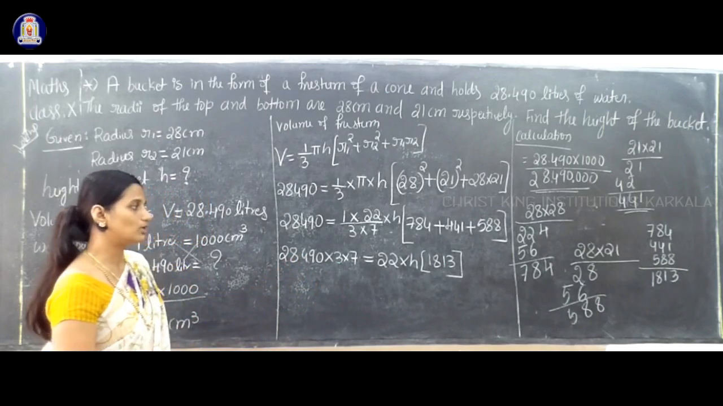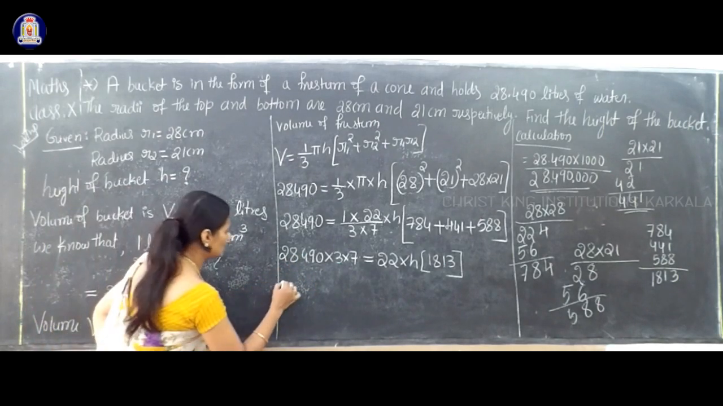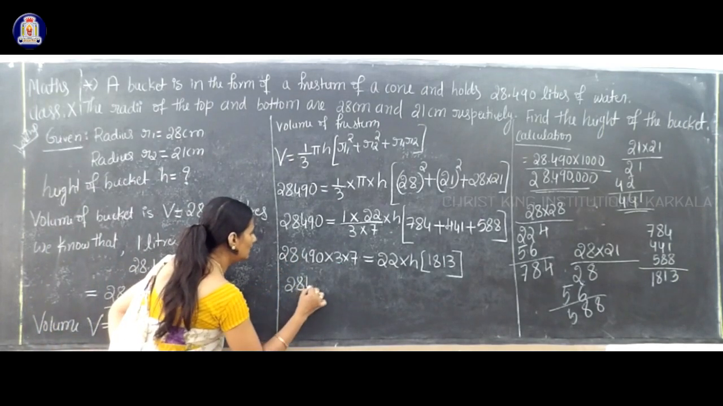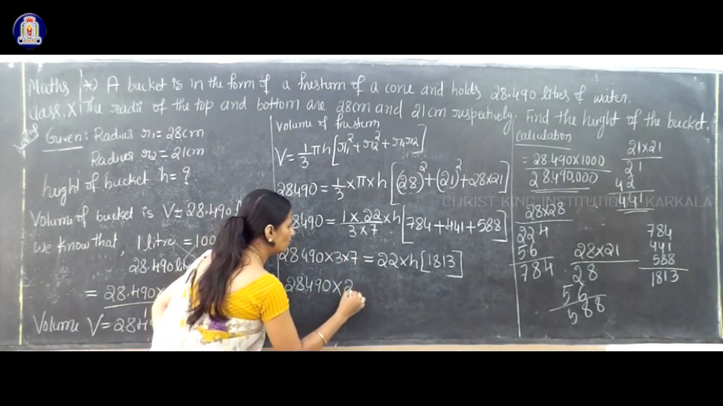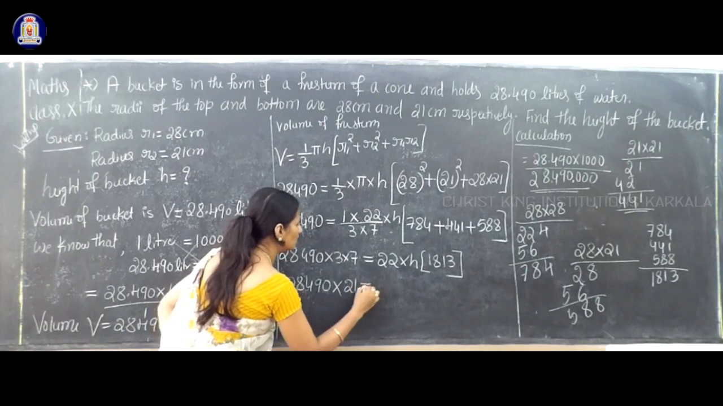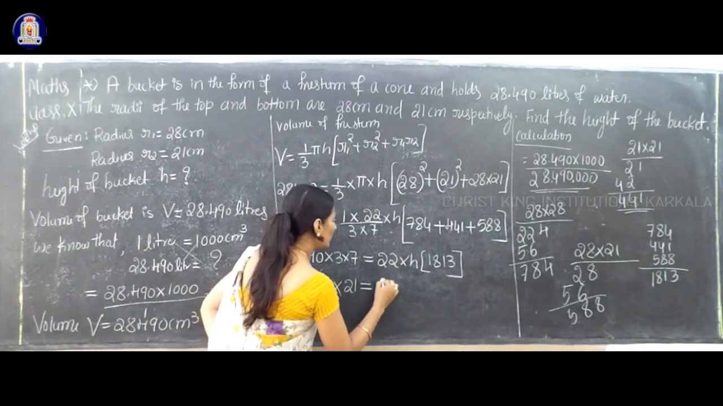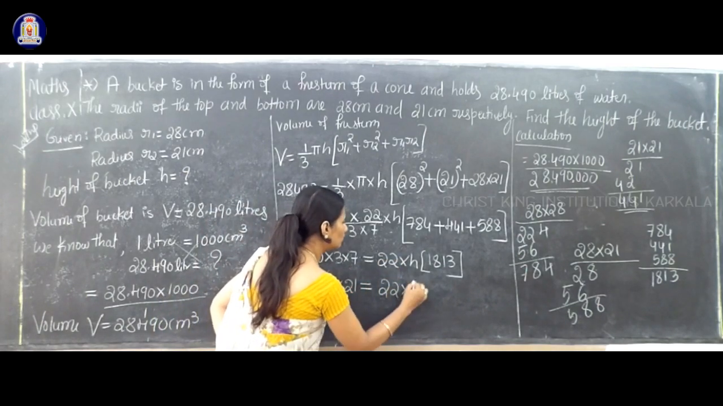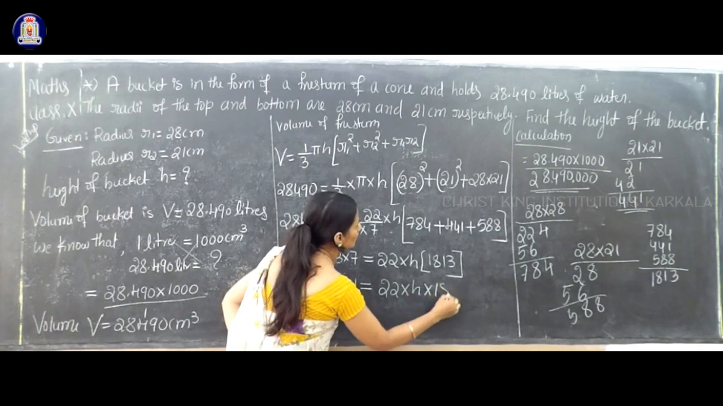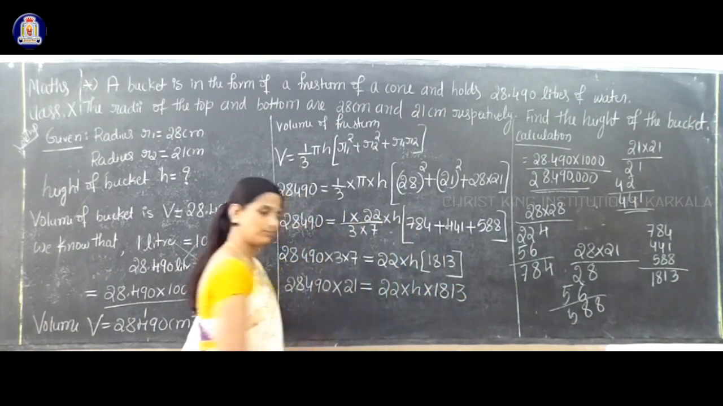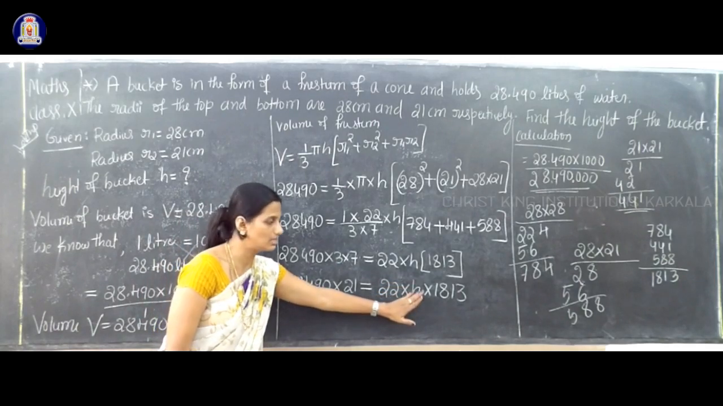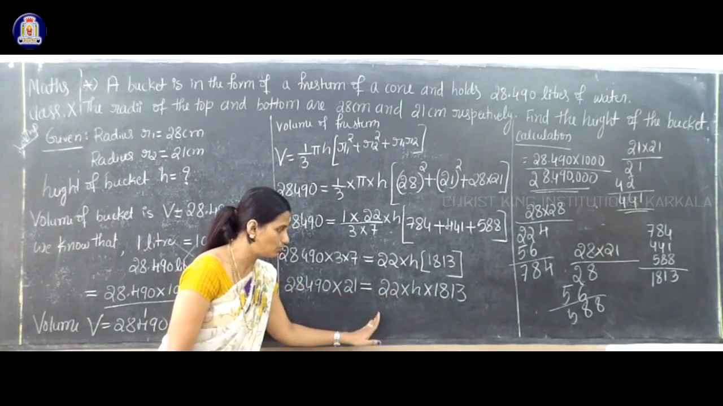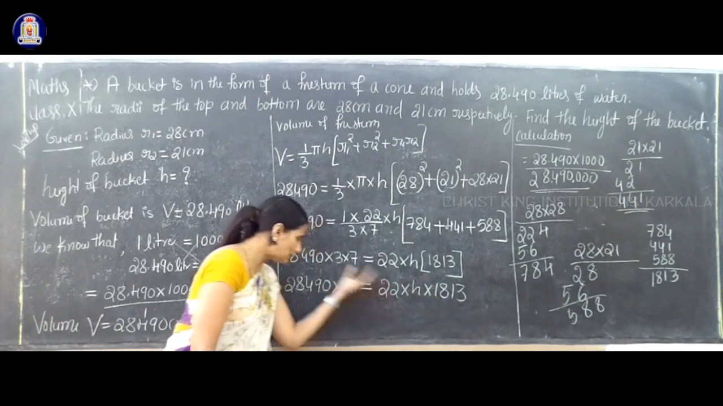So can you write what is h equal to? This is 28,490 into 3 into 7. Sorry, 3 into 7 is 21, equal to 22 into h into 1813. Correct, no? So I need h is equal to. How to get h? So bring these two to this side.